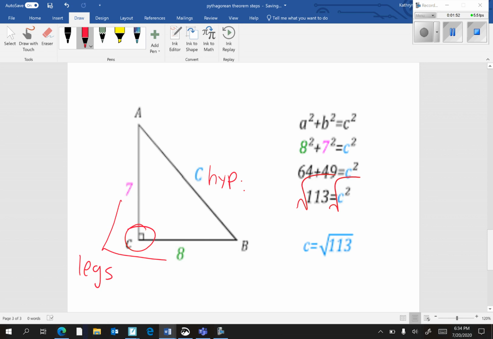So again, to use the Pythagorean theorem, which is a squared plus b squared is equal to c squared, you have to have a right triangle. A and B are the legs, and C is the hypotenuse, which is located across from a right angle.